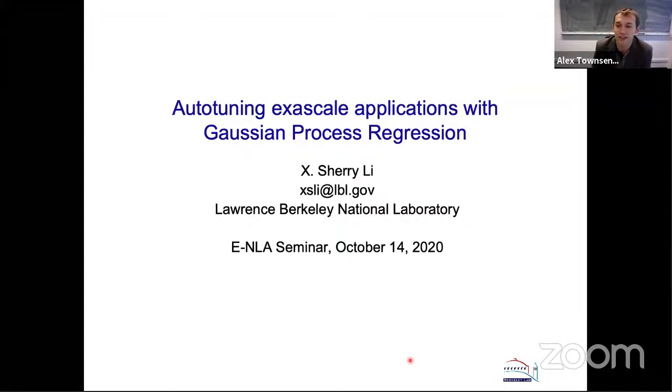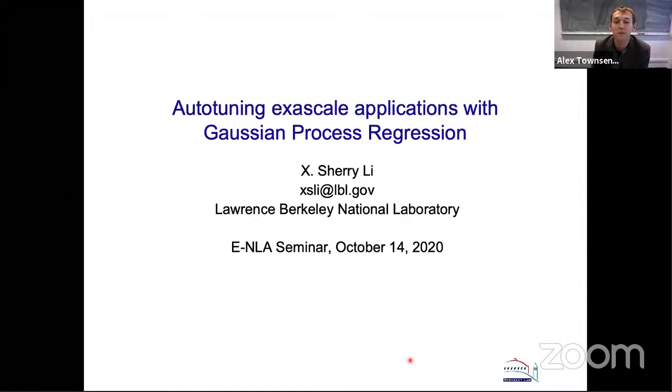Sherry is a senior scientist in the Computational Research Division at the Lawrence Berkeley National Laboratory, where she heads up the scalable solvers group there. She works in high performance scientific computing, like parallel computing, sparse matrix computations, and high precision arithmetic. She also has impressively turned her computing expertise to help domain scientists in large scale applications, such as chemical engineering, earth sciences, and material science. She earned a PhD in computer science at UC Berkeley. She is a SciAm Fellow and an ACM Senior Member. So it's an absolute honor to have her join us today. So Sherry, the Zoom stage is all yours for your talk, Auto-Tuning Exascale Applications with Gaussian Process Regression.